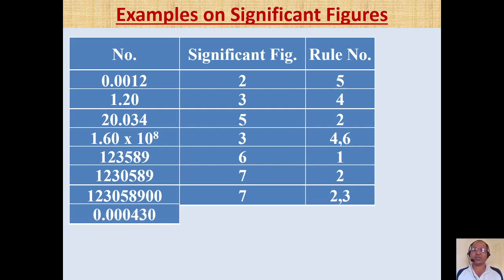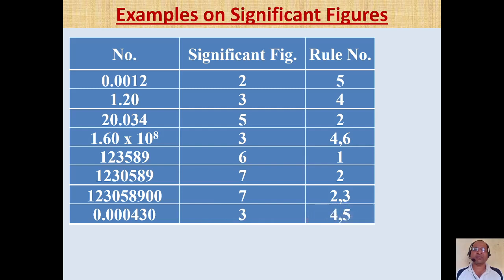The number 0.000430. Again this number is less than 1. So the first 4 zeros before the first non-zero digit 4 are not significant. The last 0 is a terminal 0 with decimal, so it is significant. So such a number will have 3 significant figures, and we have applied rule number 4 and 5 here.